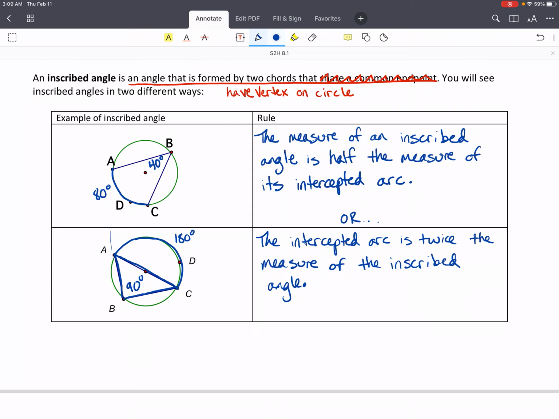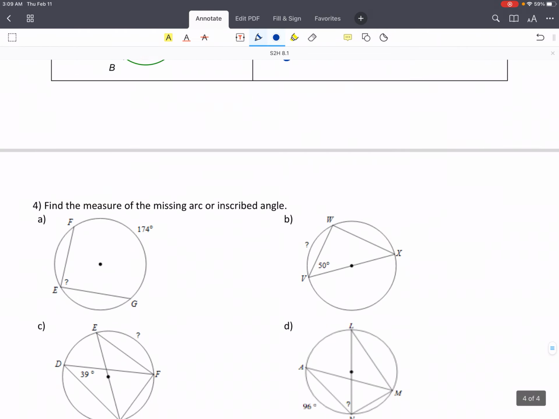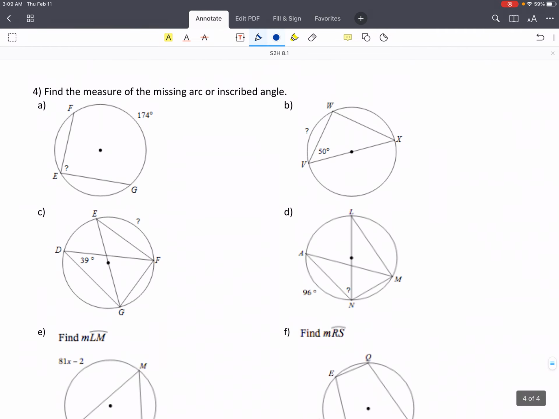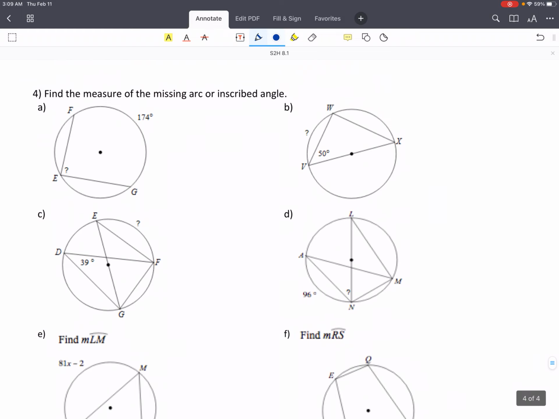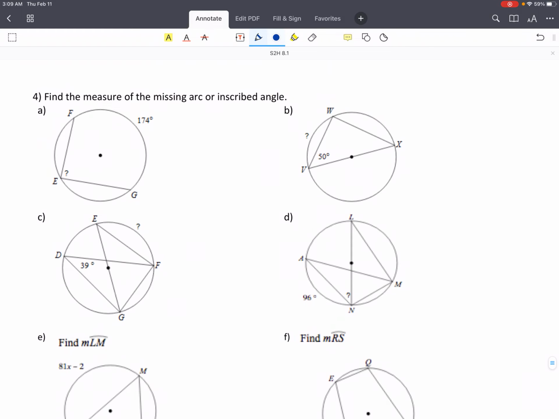My biggest tip that I have for you on this, because we're about to get into some doozies down here, is to just highlight or color in which chords are going with which arcs. So we'll get to an example of that in a second.